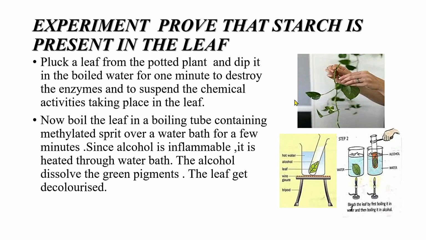For that, we have to take a potted plant which must be well ventilated and where the sunlight falls. The plant must be exposed to the sunlight well. From such a potted plant, we take out a leaf. Then, after plucking the leaf, we have to dip it in a beaker containing water and boil the leaf with the help of a Bunsen burner.